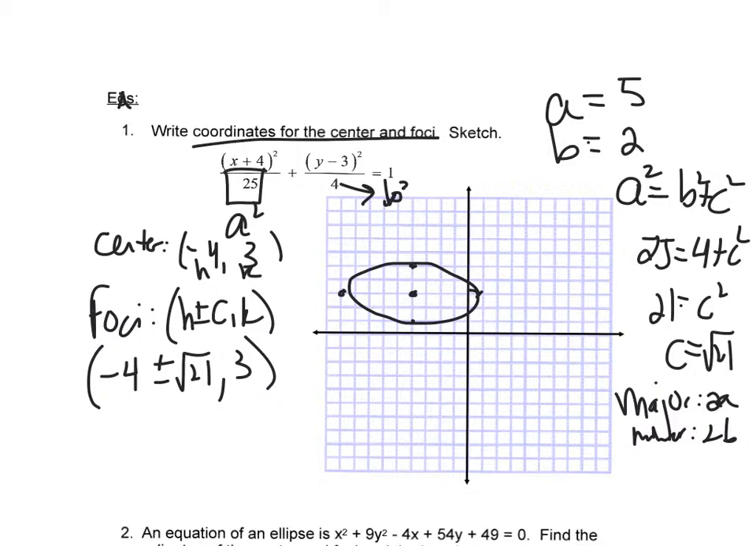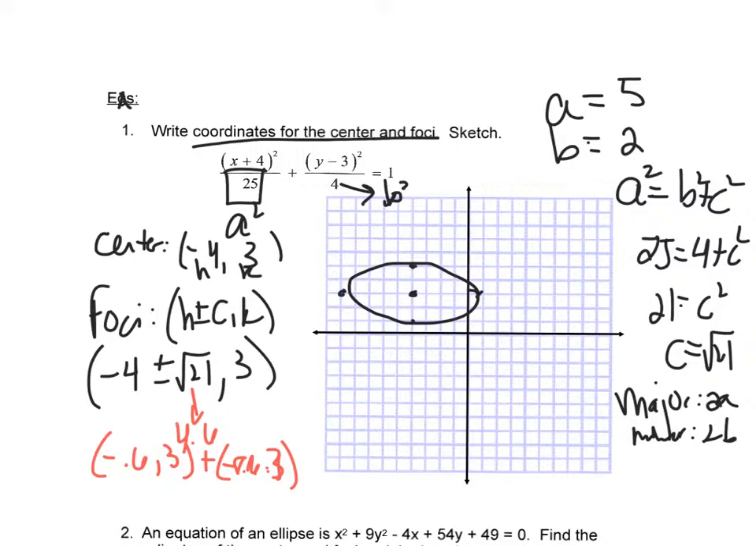Last thing that you need in there are your foci. So radical 21 doesn't simplify, but it does give you a value in your calculator. So pull out your calc. Radical 21 is about 4.6. So if I take -4 and I add 4.6, I get about -0.6, comma 3. And my other focus is if I take -4 and I subtract 4.6, so -8.6, comma 3. Your hint that you're doing it correctly is they should fit inside of your ellipse on either side of your center.